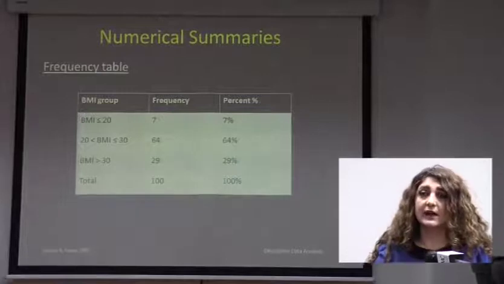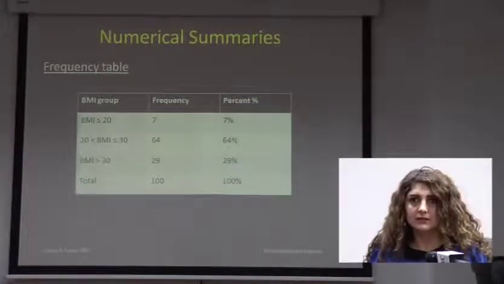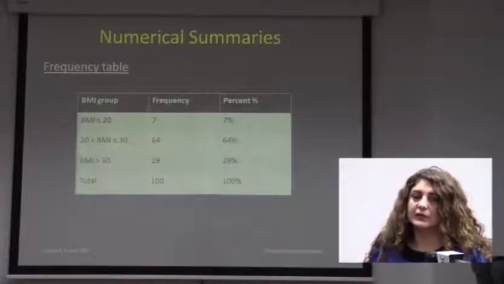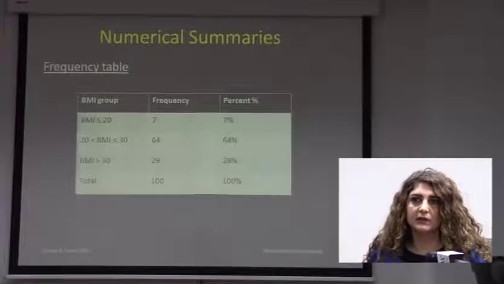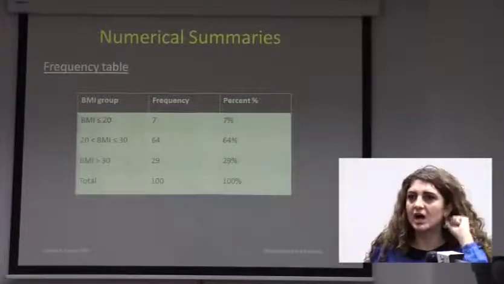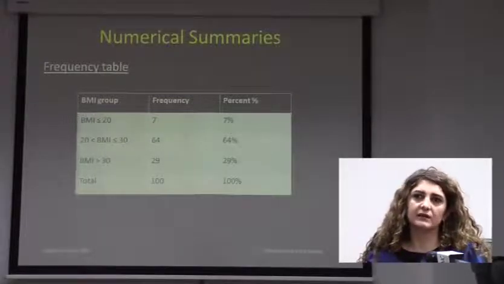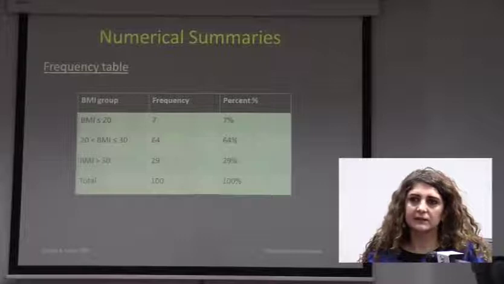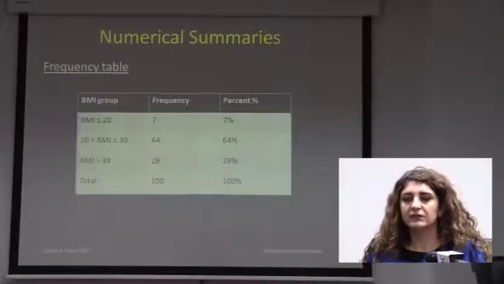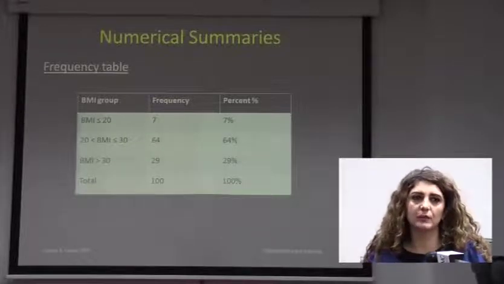For example, if I take my BMI group, and remember BMI was a continuous variable, but here I grouped it. So it became 3 BMI groups. For example, here I have 7 people falling in group 1. Now for simplicity, I use the total sample here as 100, and this represents 7%, 64 in the second BMI category, 64%, and so on. So these are very simple and very trivial, the numbers that we use when we have a categorical variable to describe.